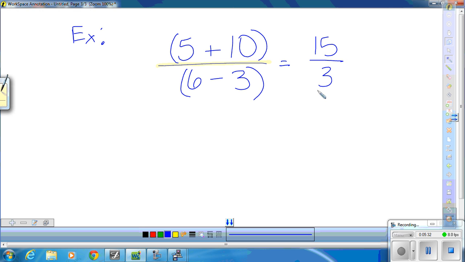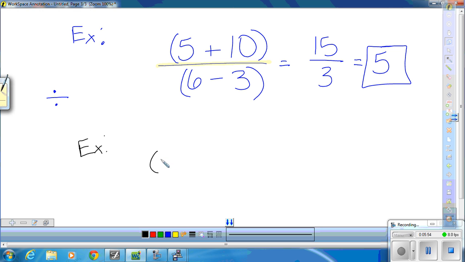I do have division. This fraction bar is another symbol for division, and we want to remember that. So this is 15 divided by 3, which would equal 5. And now I have nothing left to do operation-wise, and that would be my answer. So we go in order. Another example.